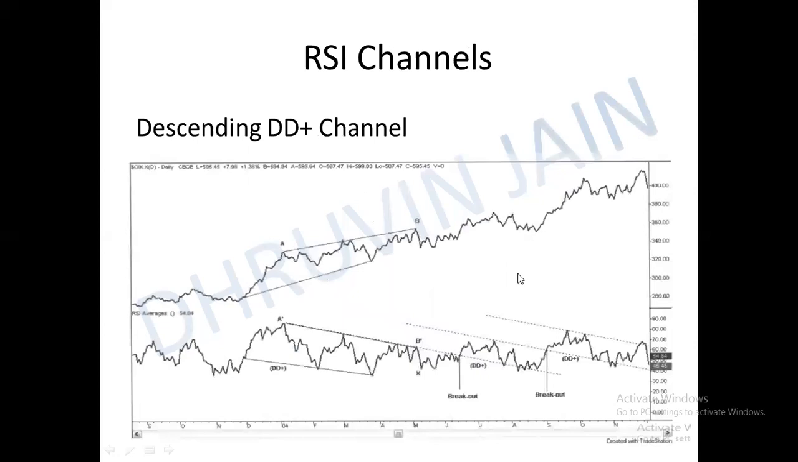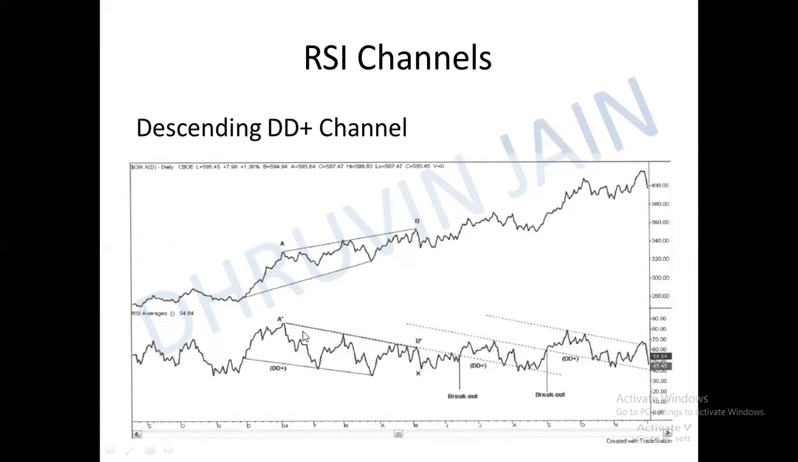So a descending channel could shape up something like this. Prices are forming such structures. Prices forming a structure of higher high, higher low, and there is a DD plus. This is the DD plus. These are the higher lows. These are the lower lows. Prices forming a DD plus, and you can clearly see this is the bearish divergence. These are the higher highs. These are the lower highs.